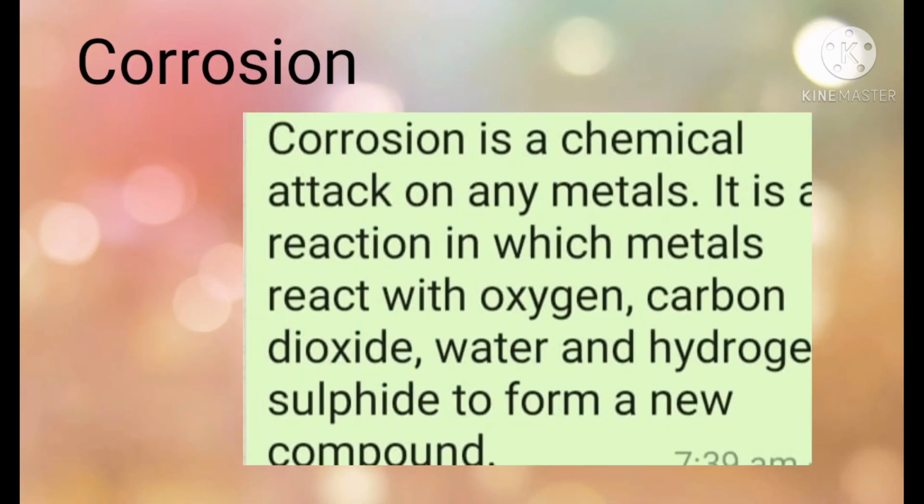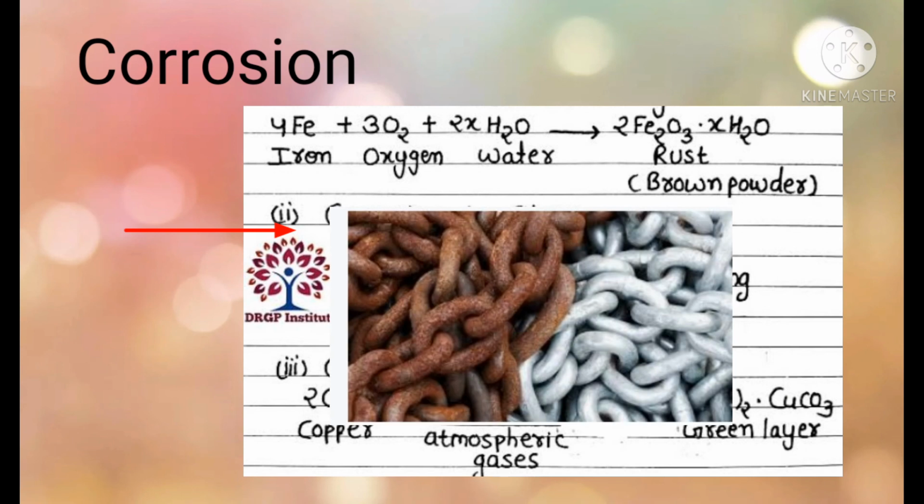The next topic is corrosion. It is a chemical attack on any metals. It is a process of chemical reaction. It is also called an oxidation reaction because in corrosion, metals react with oxygen, carbon dioxide, water which are present in the atmosphere and form new compounds. Now we see the examples.